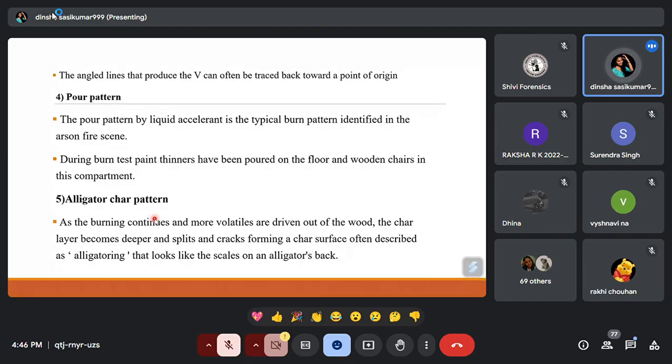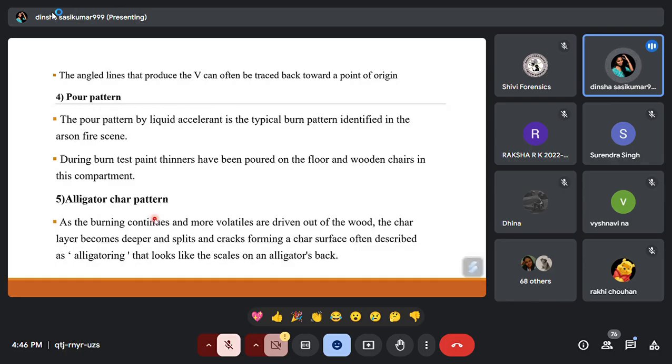The fourth one is the pour pattern. Pour patterns are very common in scenes where accelerants have been used. The pour pattern by liquid accelerant is the typical burn pattern identified in an arson fire scene. During a burn test, paint thinner was poured on the floor and wooden chairs in this compartment. So when we use some kinds of liquid accelerants, there is a chance of leaving these kinds of pour patterns on the floor or on the substances present in the crime scene.